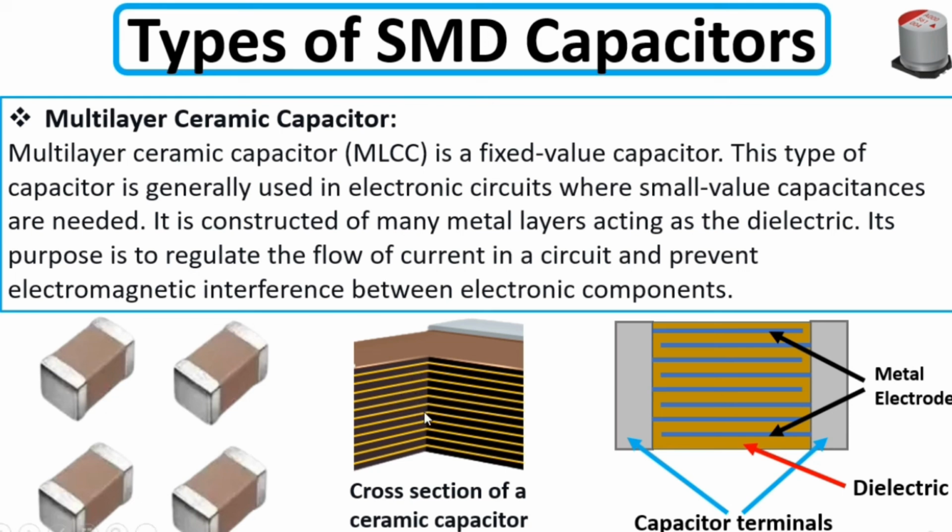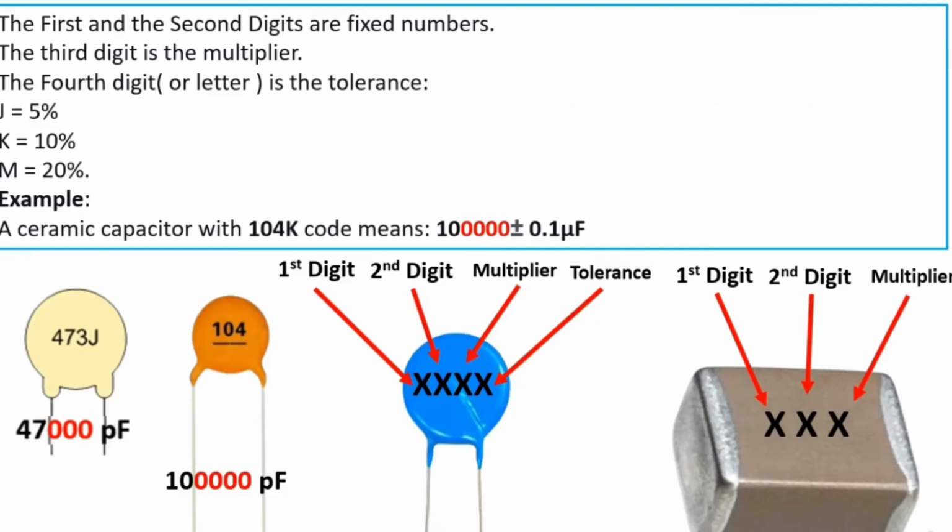Ceramic capacitors comprise terminals, metal electrodes, and dielectric materials. A solid understanding of these components is necessary to grasp their functionality and applications in various circuits. The coding system for ceramic capacitors includes fixed numbers, a multiplier, and tolerance. Mastering the interpretation of this code is key to selecting the appropriate capacitor for your needs.